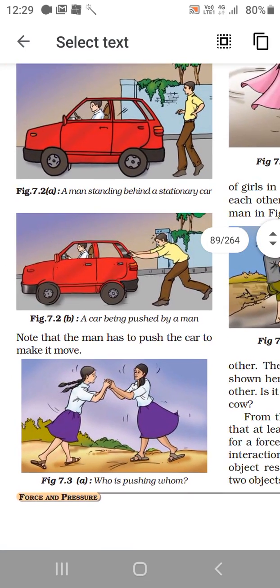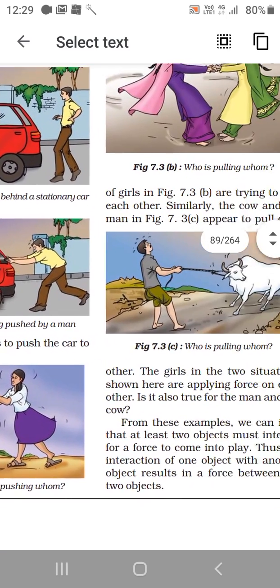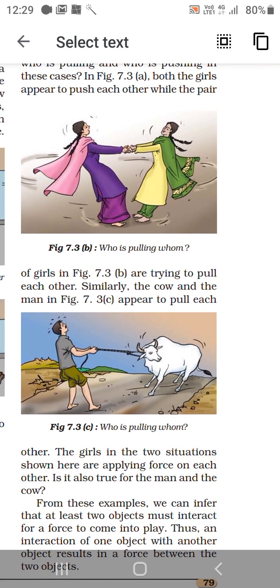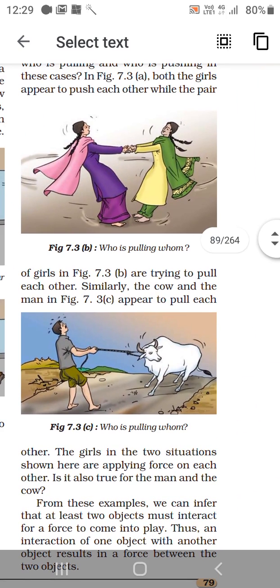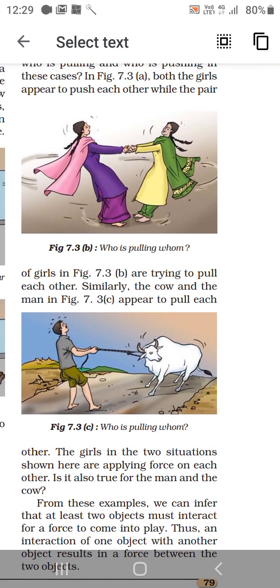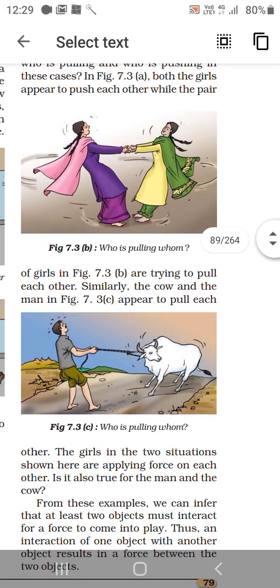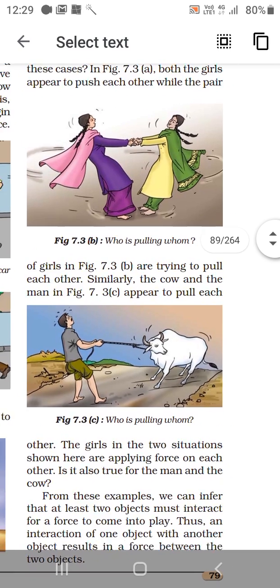You can observe these examples now. See, here he is pushing the car. Both girls are pushing each other. These two girls are pulling each other. The cow is pulling him and the man is also pulling the cow. For force to be applied, we require a minimum of two objects which are interacting with each other.